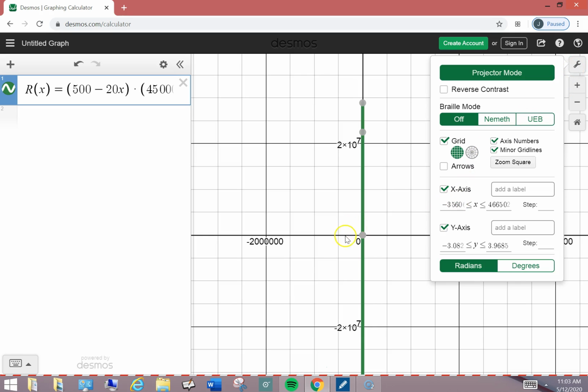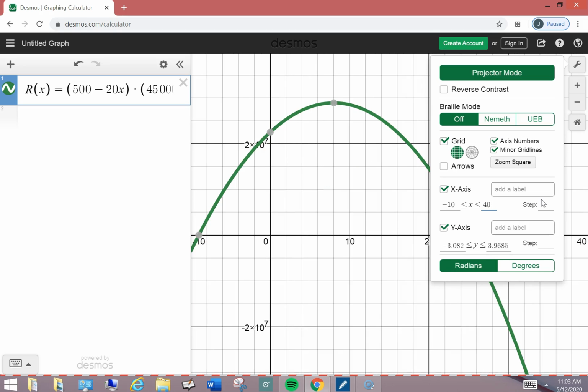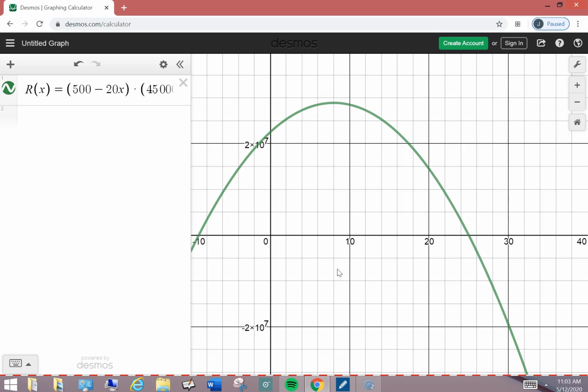Let's see if we could change the window on this and see it a little better. Our X-intercepts are fairly low, so our X-axis doesn't have to be this big. So let's go, I don't know, negative 10 to 40. And the Y-axis is actually not that bad right here, so we'll just leave that as it is. And this is easier to look at. So now we can find the X-intercepts, we can find the vertex, and we can see the shape of it better.